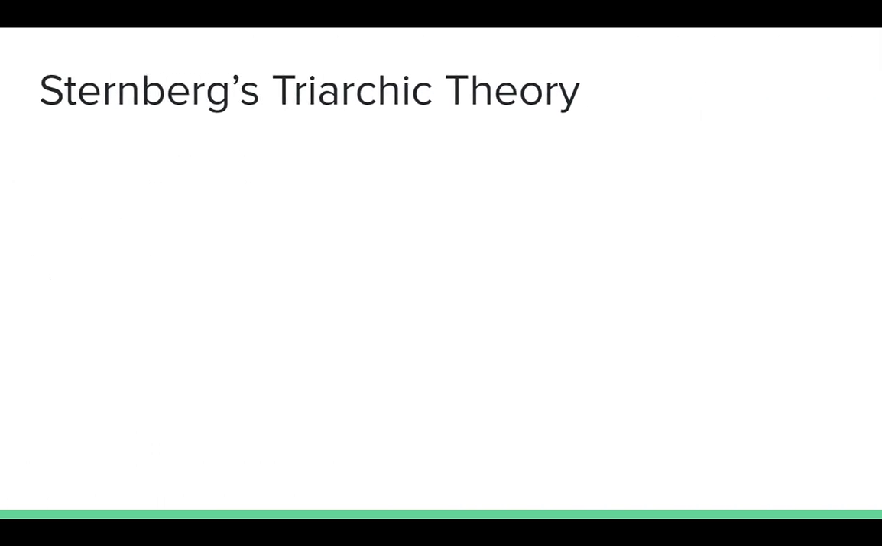Sternberg came up with a theory of intelligence. It's called his triarchic theory. He developed this in 2015. It's based on the IP perspective, which is a pretty new perspective. And in this theory, intelligence is three-pronged, hence the word triarchic.